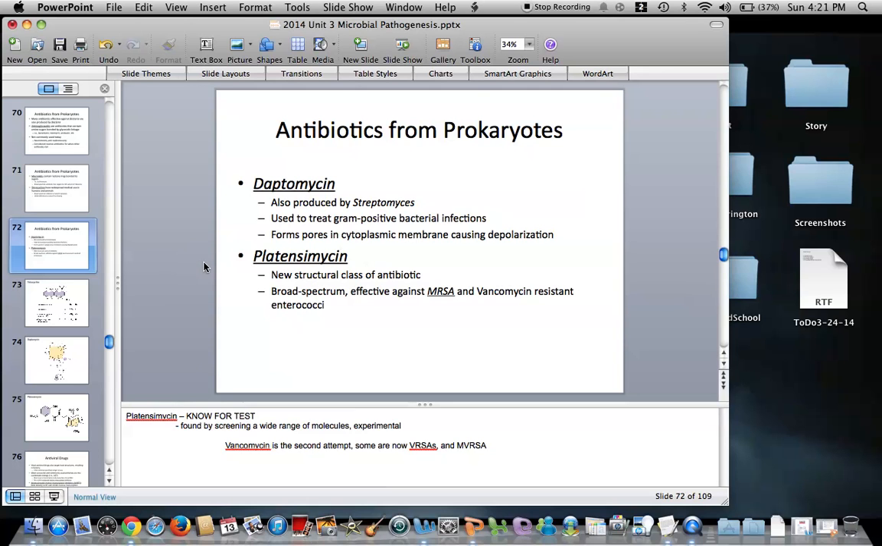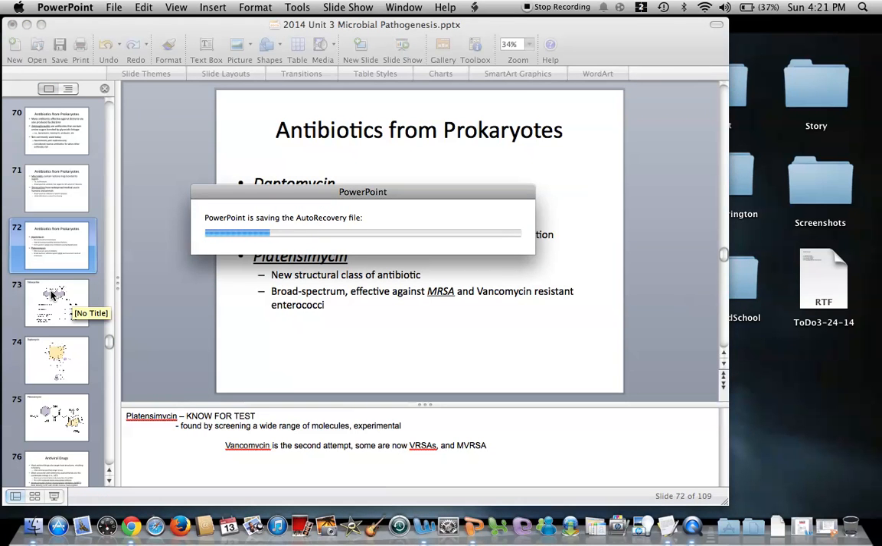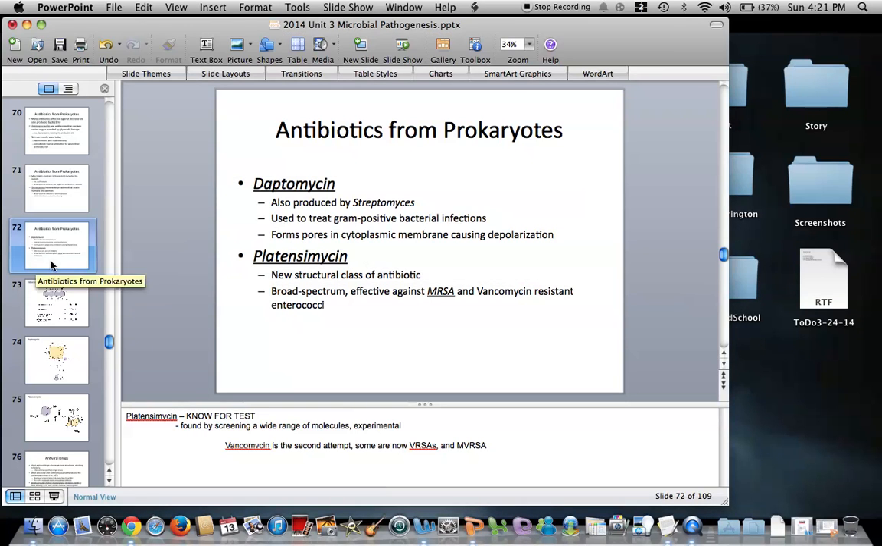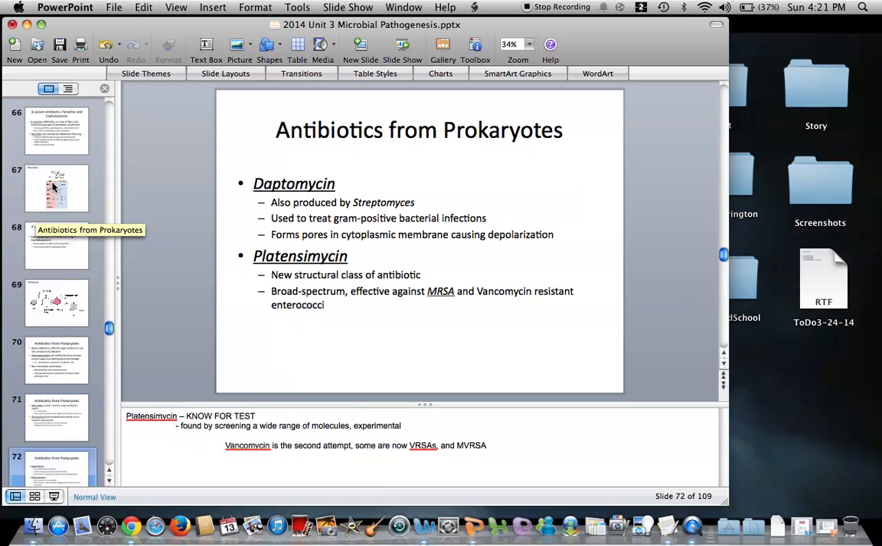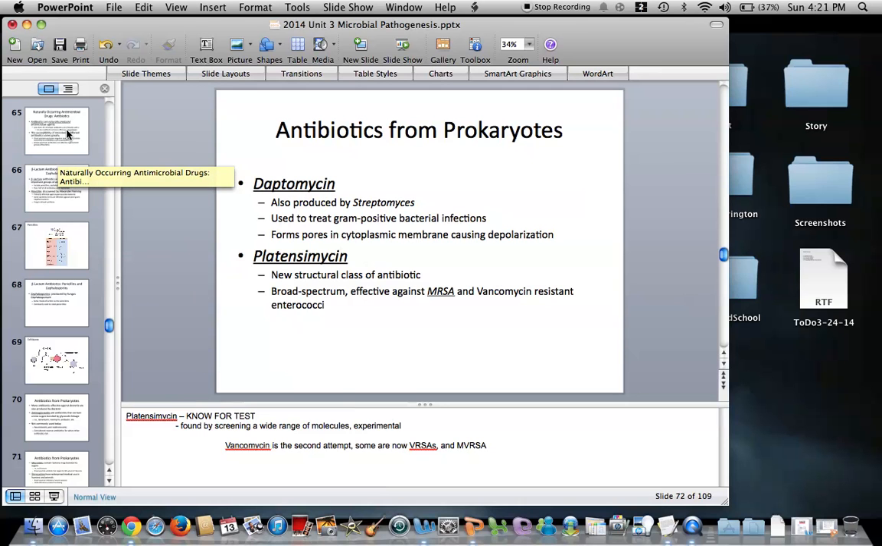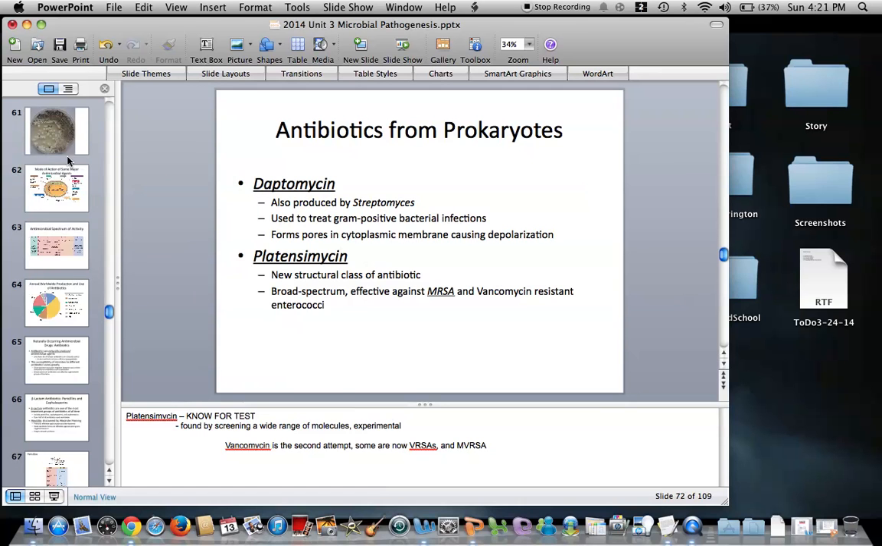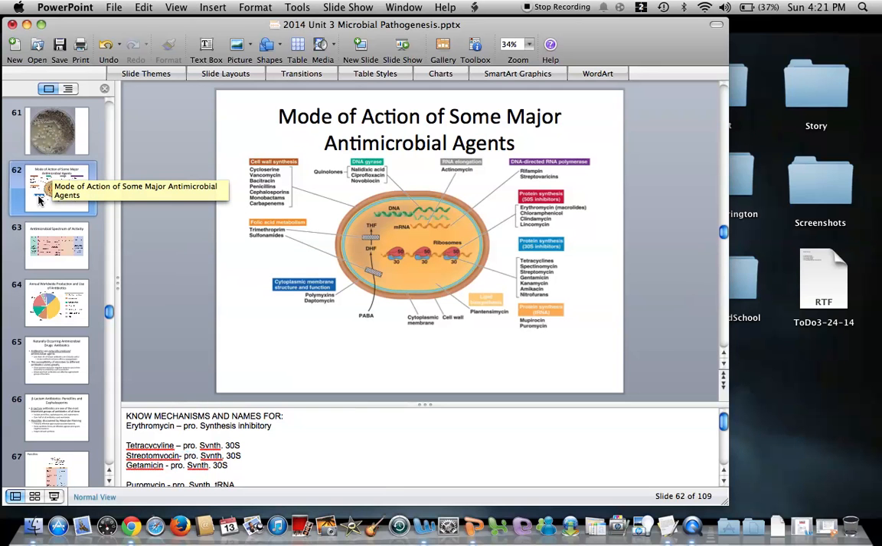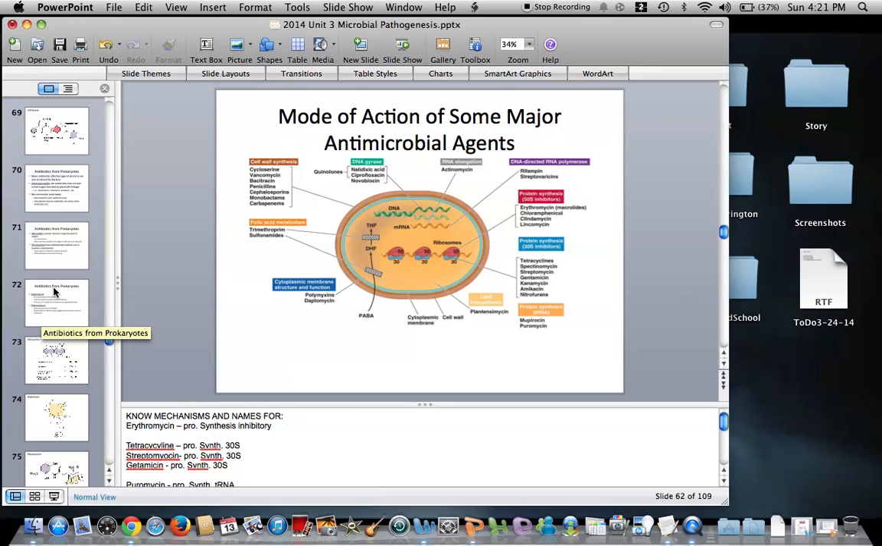Platensimycin is a new structural class of antibiotic, broad spectrum, and it works against MRSA and VRSA. Platensimycin is the one that does. What does it do? Wasn't this fun? On the graph, various ones. Platensimycin is the lipid biosynthesis. Right.